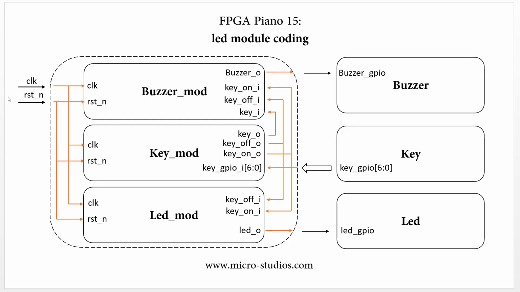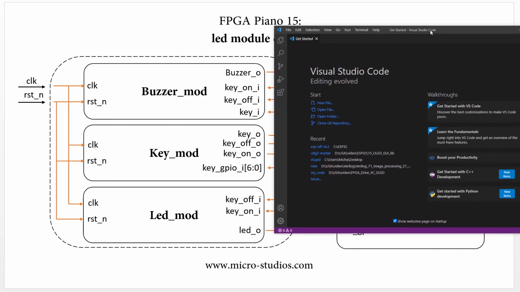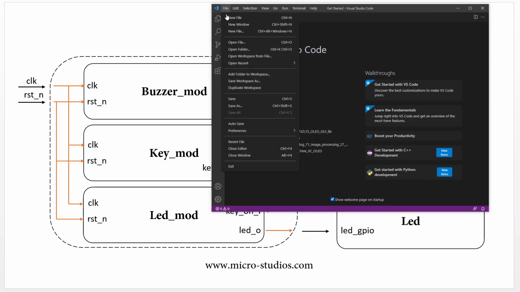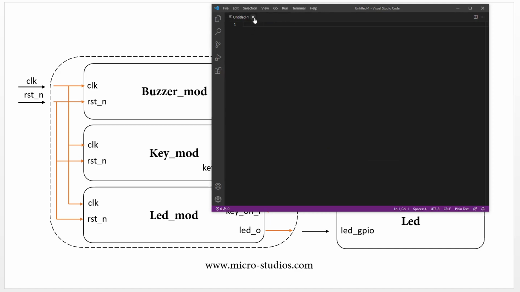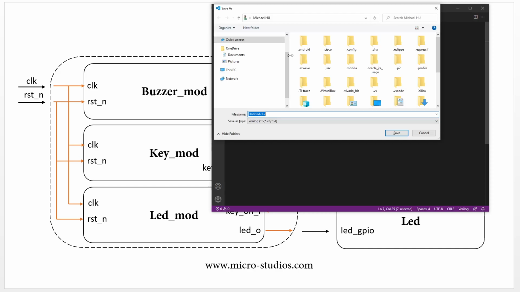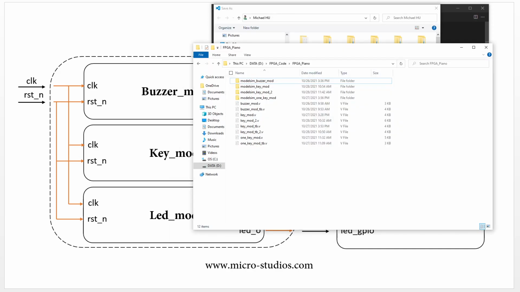Okay, so first let me open my Visual Studio Code, and then we create a new file. We paste some common information, trace information. This is LED module, okay? And then we copy this one and save it. We save it into this folder.